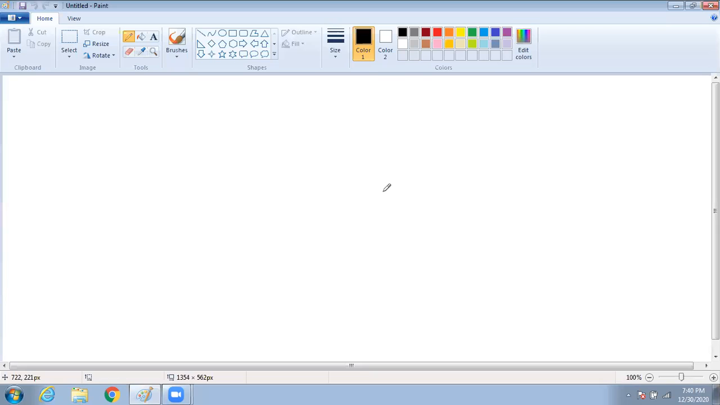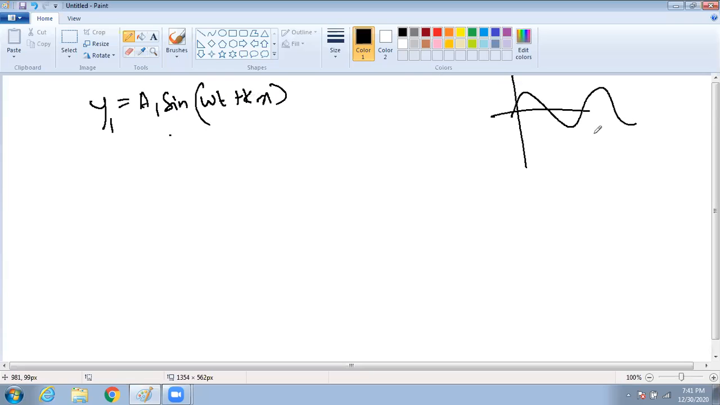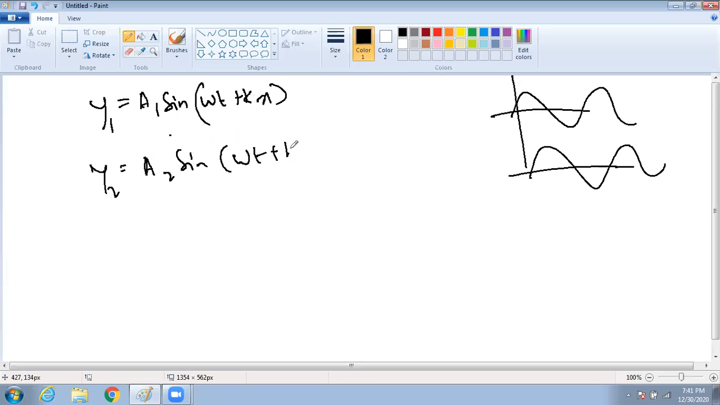Okay. So we have two waves. One wave is y1 equal to a1 sine(omega t plus kx). I told you, this is basically a sine wave, yes or no? So this will be a sine function. Second, we have another wave, a2 sine(omega t plus kx). Clear? That means the amplitudes are different, A1 and A2. Yes or no? Yes, sir. Clear?